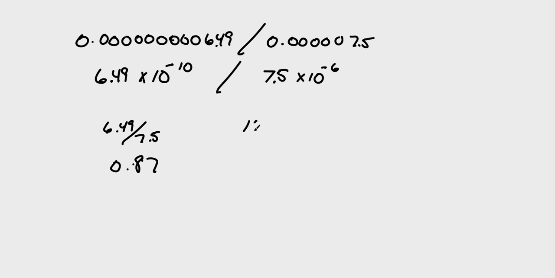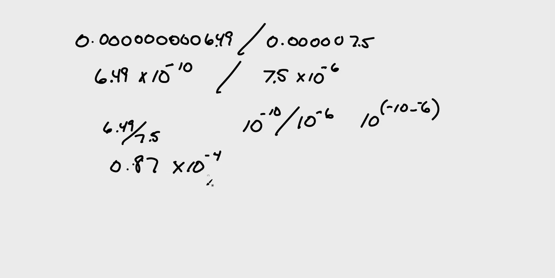We got 10 to the negative 10th divided by 10 to the negative 6th. So that's the same as subtracting. So it's 10 to the negative 10th minus negative 6th. Minus is plus, same as negative 10 plus 6, or our answer is times 10 to the negative 4th power. Okay, again, this answer, while being correct, isn't absolutely correct. I would give you partial credit because of where this decimal place lives.